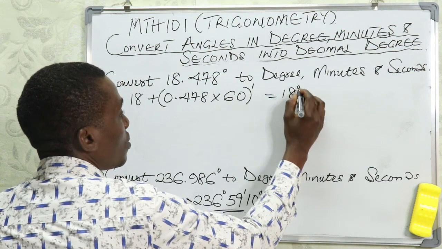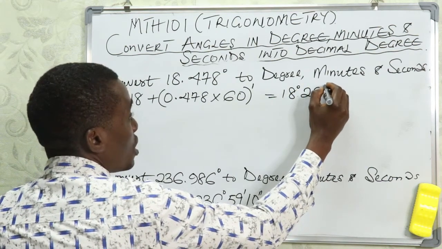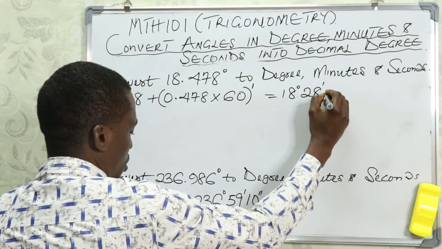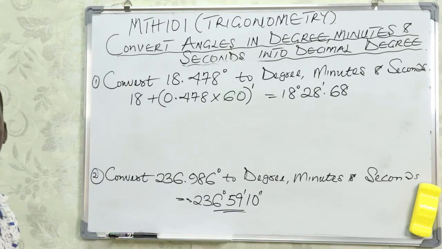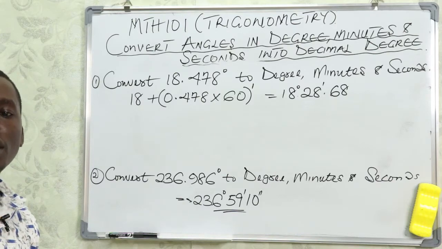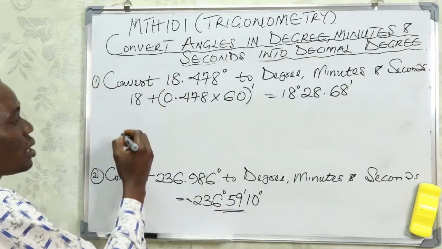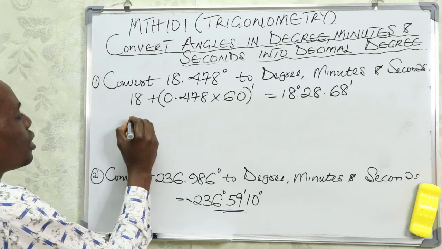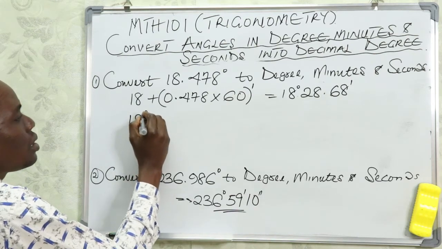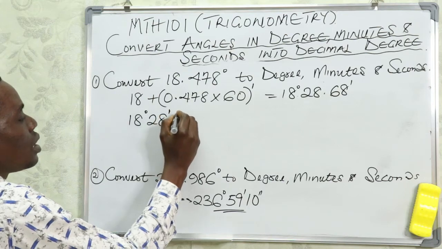So we are going to have this equal to 18 degrees 28 minutes point 0.68. That is what we are going to have. So the next thing is to take the decimal point. So we are going to have 18 degrees 28 minutes, and then the 0.68.